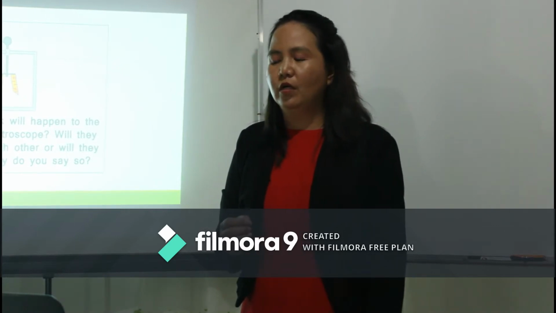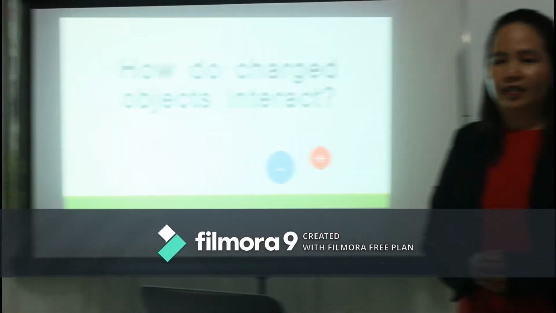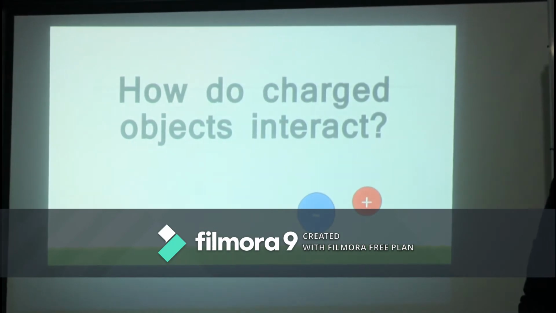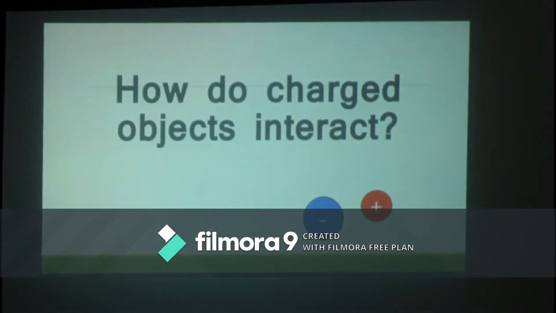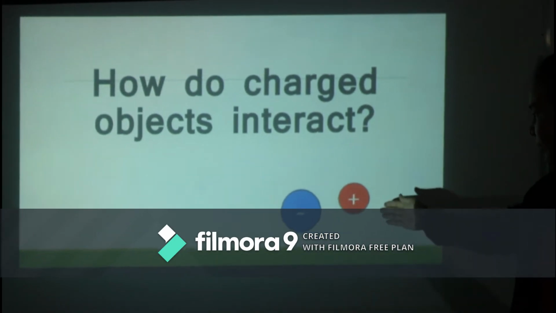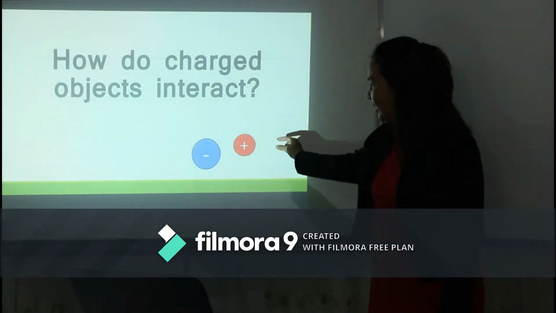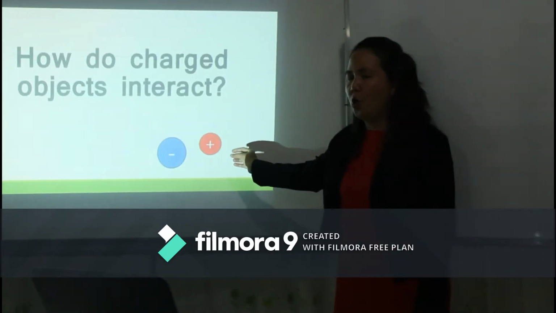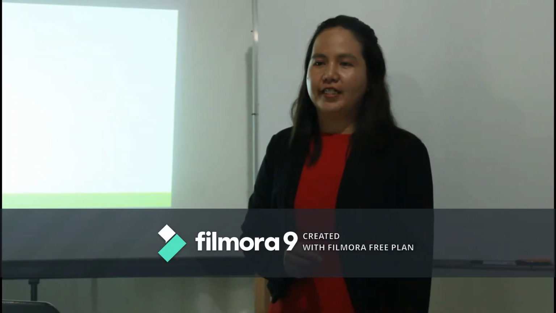But how do charged objects interact with each other? Now, I want you to write down your initial ideas on how charged objects interact. Say for instance, we have here the positively charged proton and the negatively charged electron. How does the positively charged proton know the presence of the negatively charged electron? To find out more about electric forces, let's do these activities.